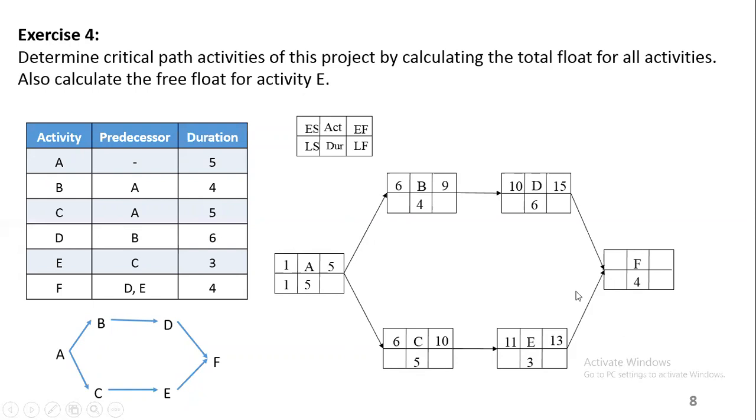For activity F, 16. 16 plus 4 is 20, minus 1, and the 9 is 19. There's no choice. 16. 15. This one here, for D, 15 minus 10 is 6. 10 plus 1. 9 plus 1. 6 minus 1 is 6.